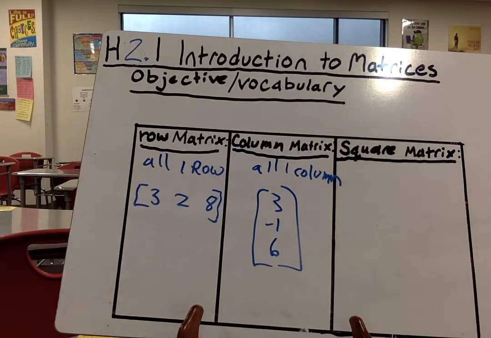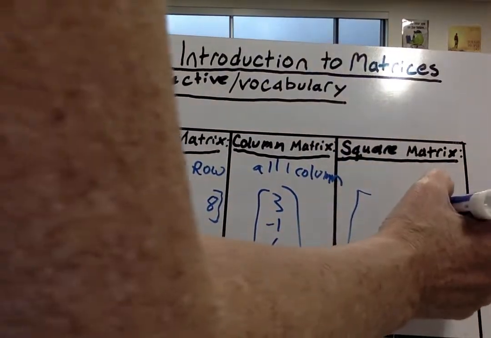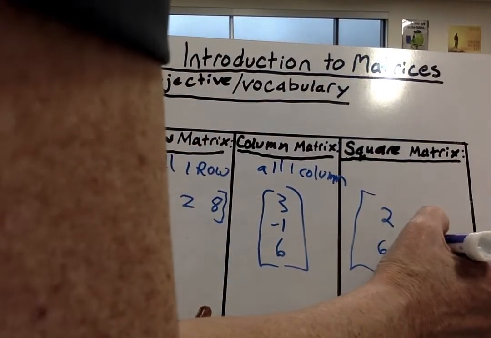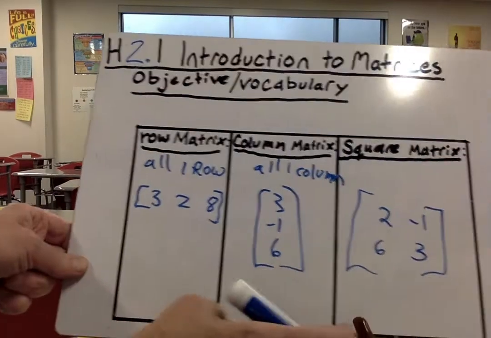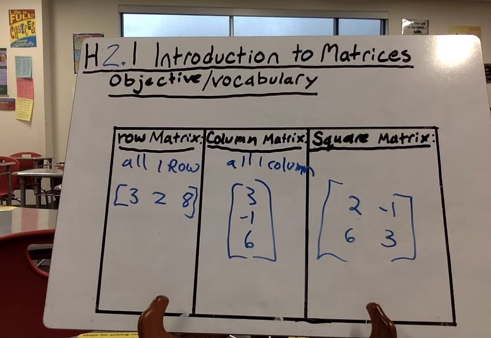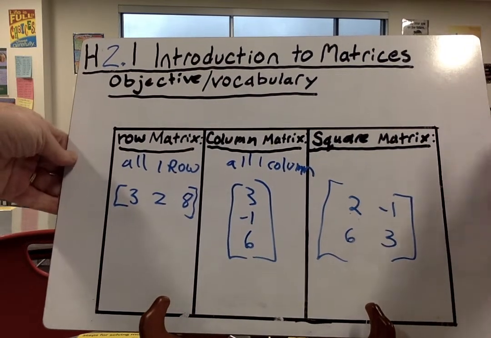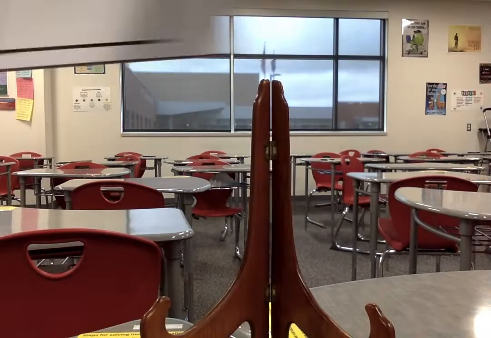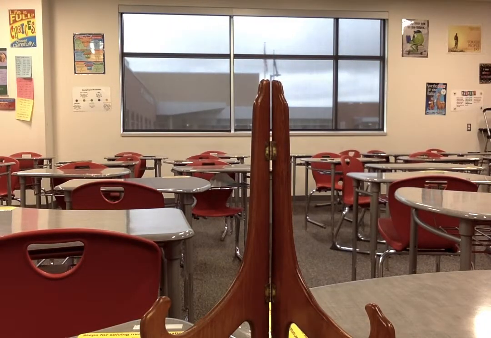A square matrix is one that has the same number of rows and columns. So I will just do a 2 by 2. A 3 by 3 would also be a square matrix, but there are different definitions for those 3 things. And again, square means the same number of rows and columns. This is going to be a long video, so I'm going to keep going.